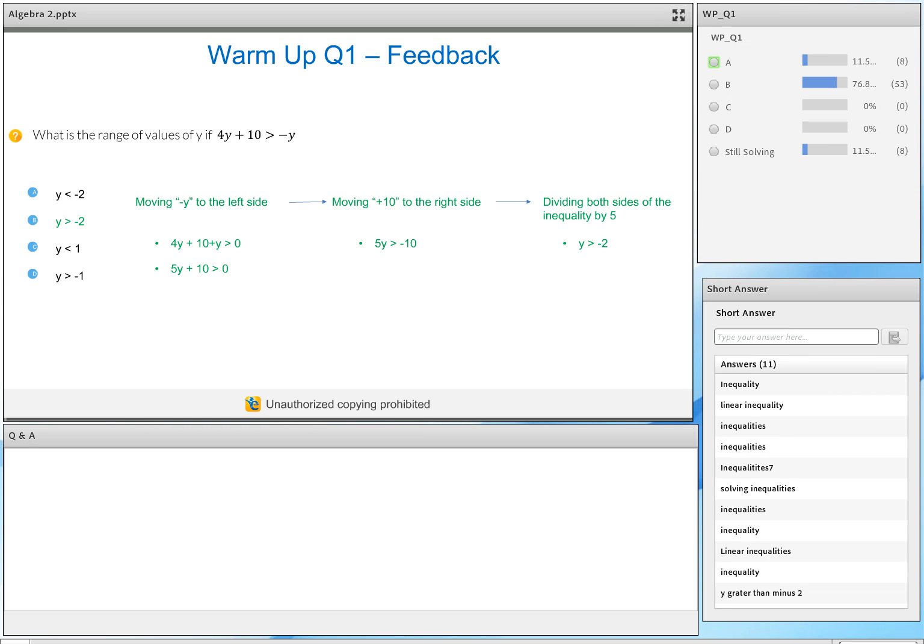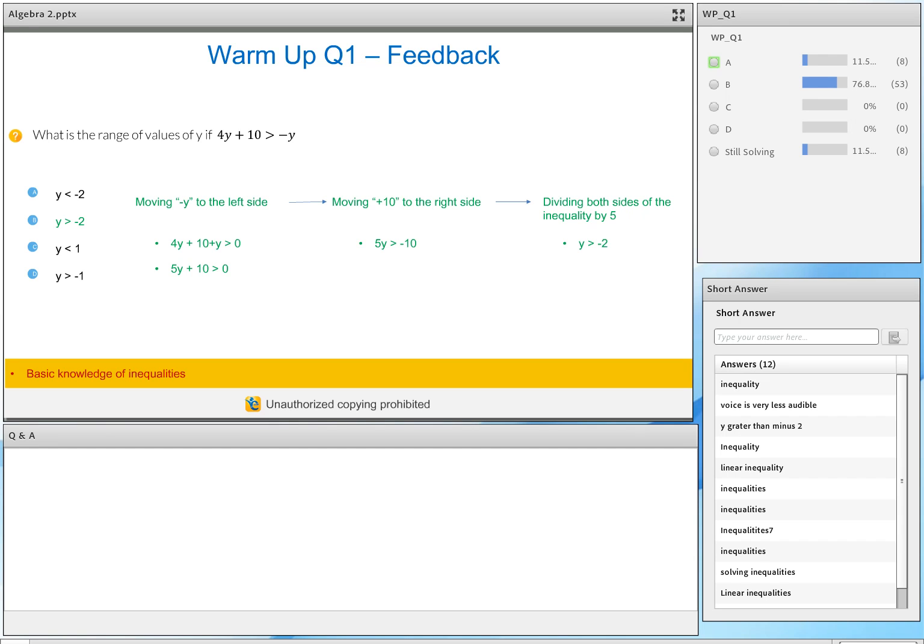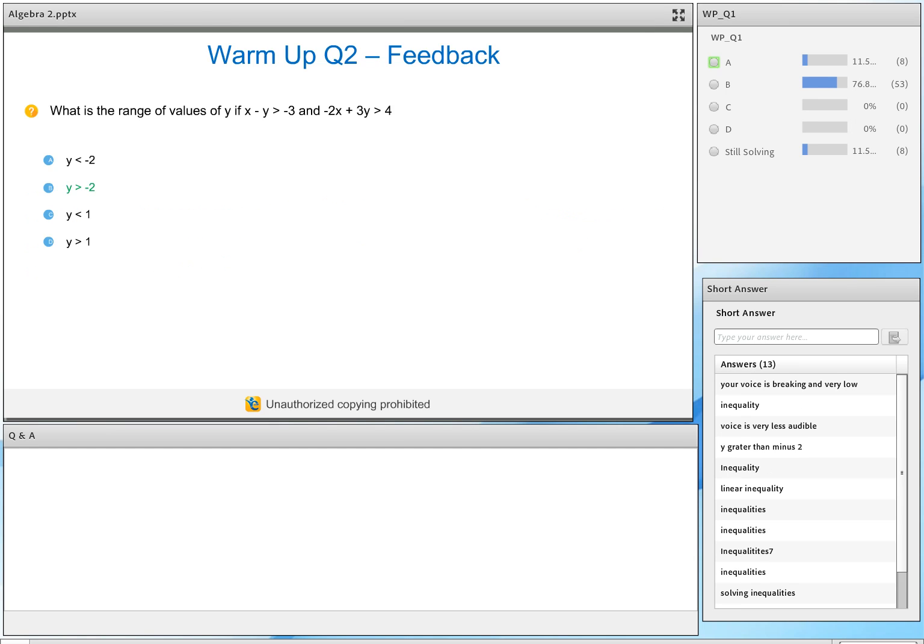So my feedback to you is that you definitely need to work on how to solve linear inequalities. That's the most basic concept. Again, definitely review the concept file that we shared with you. It's also there in your free trial, so definitely do that. All right, let's now move on to our next question.